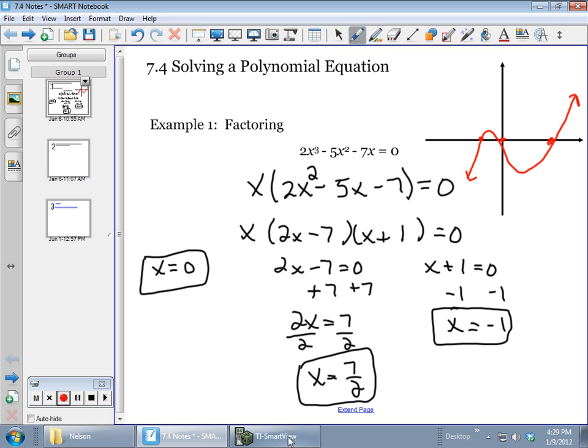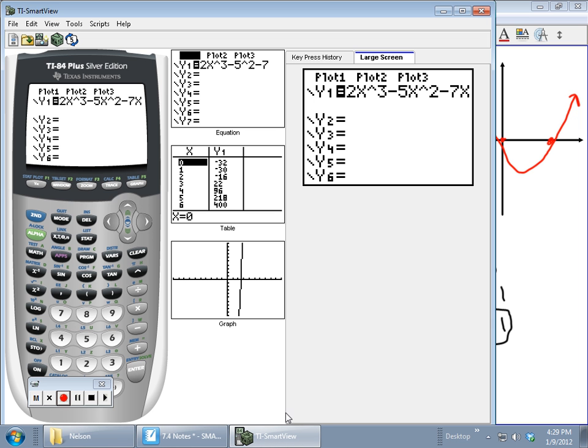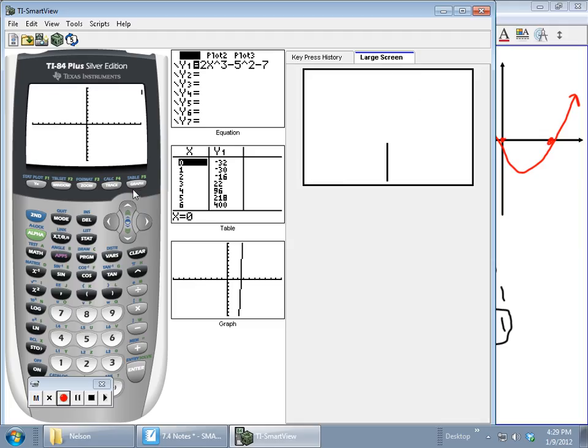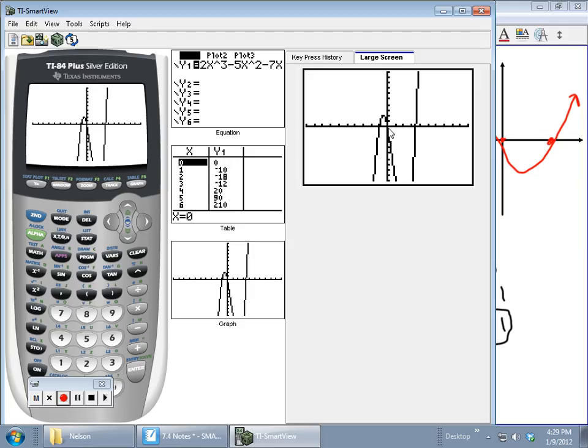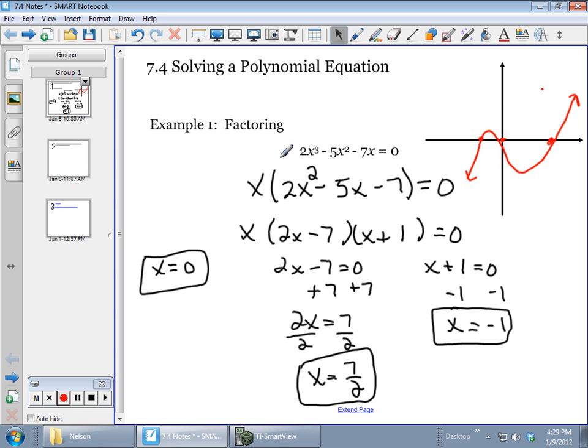So to check it, I already plugged it in the calculator. Let's look at it. So 2x to the third, yep, that looks right. We'll hit graph. And look at that. It crosses at negative 1, 0, and about 3.5. So it looks like we did it right. So that's good. Okay, so that's what we'll be doing today. We're just going to be solving these for 0, essentially. So that's the first example with factoring.